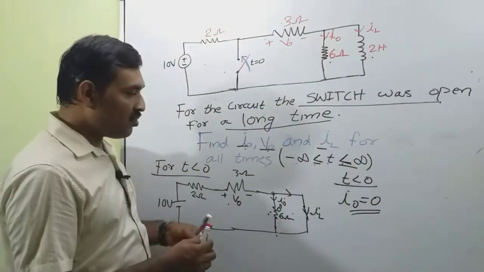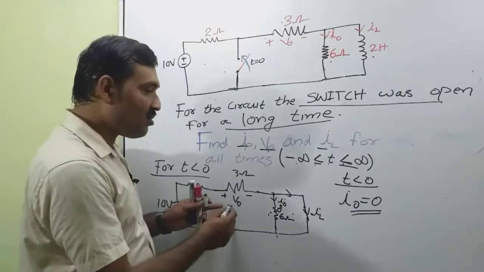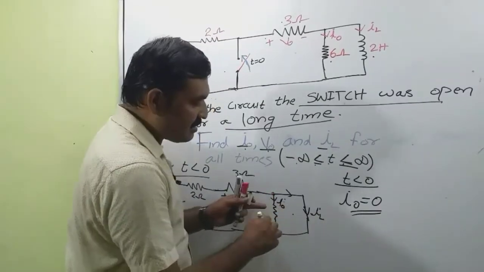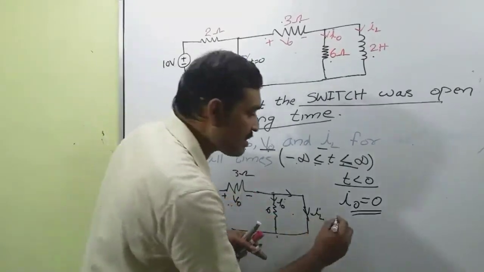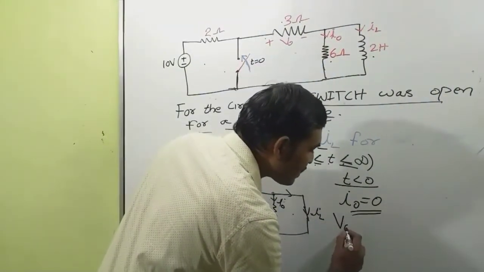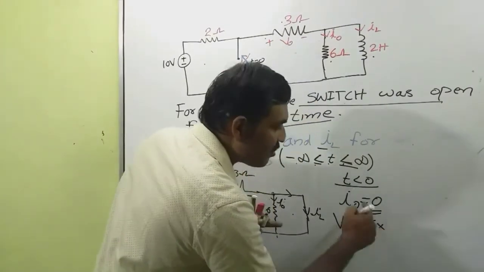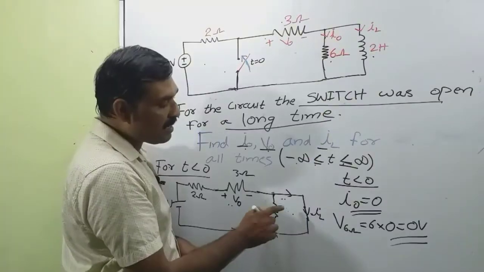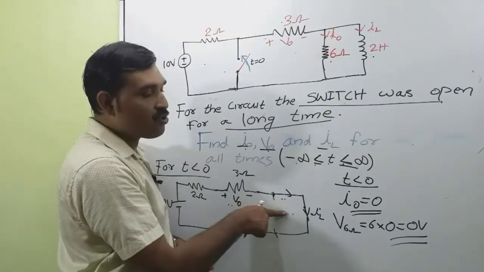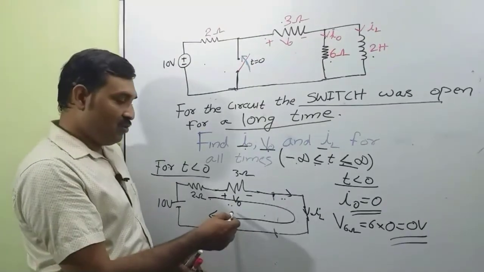Now we want to find the value of V naught and IL. Since I naught is equal to 0, the voltage across the 6 ohm resistance is equal to 6 into I naught, that is equal to 0 volt. We can remove this resistance since no current will pass through it. So the circuit is reduced to this.